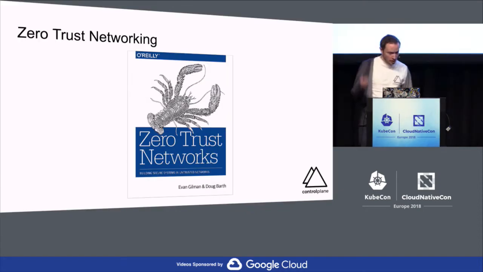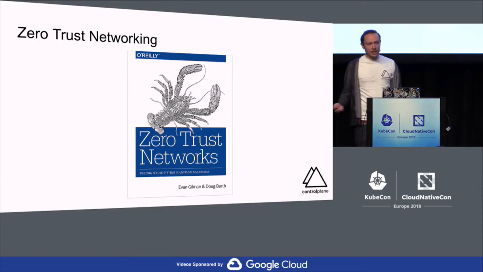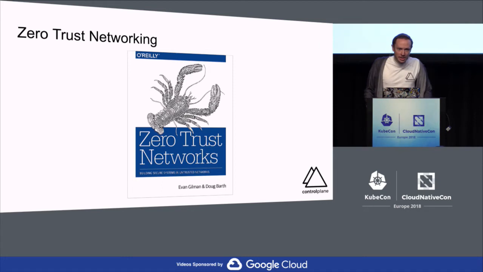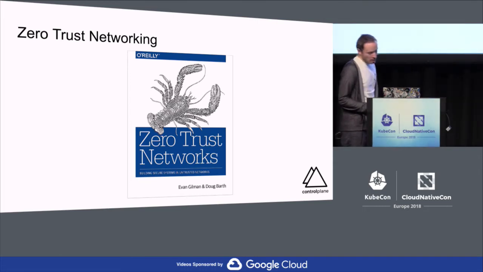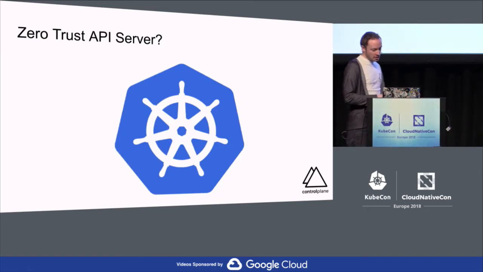So, this is all described in the book Zero Trust Networks by SPIFFE author Evan Gilman. If you want to understand the future of the way we're going to lock down workloads and applications over the next few years, this is a great starting point. But back to the API server.